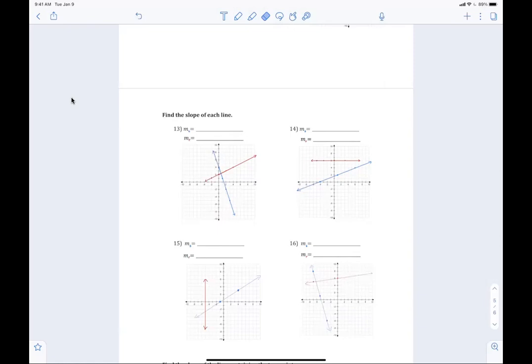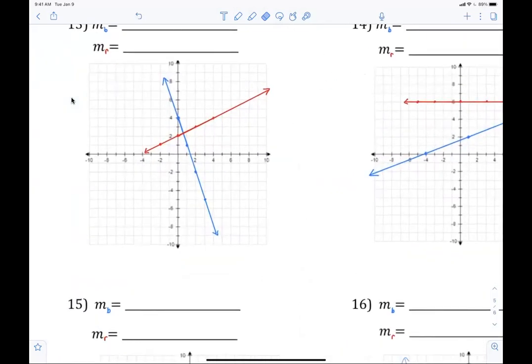All right, now what makes these two lines different? What makes these two lines different? They have different what? No, they have different what? Say it again. We would say slope because that's what the topic is. Lines are different because they have different slopes.